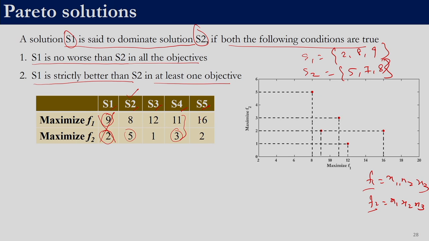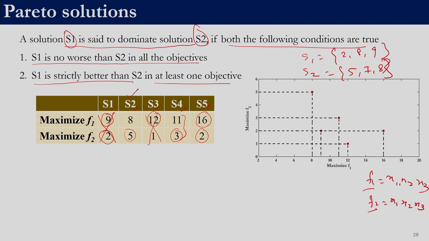So similarly, you can do the other calculation, right? So S3 will not lose out to S4, because of this 12 being better, right? But S3 will lose out to S5 because we have a 16 which is better than 12 and we have a 2 which is better than 1. So S3 loses out to this.